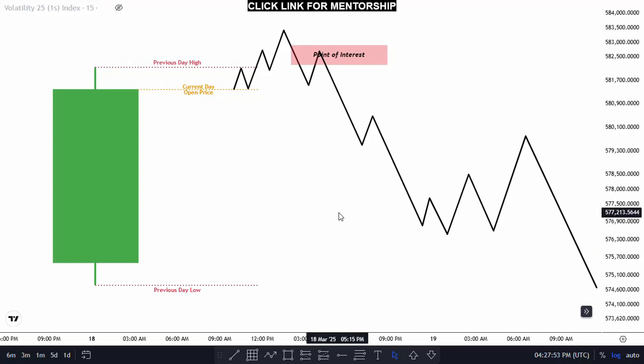Just remember, as long as price has already taken out that liquidity and the daily bias is bearish, that point of interest, when it forms, is going to be of high quality. It can be a fair value gap, it can be an order block. In most cases, it's going to be a single candle order block. So just keep that in mind. All right, let's move.